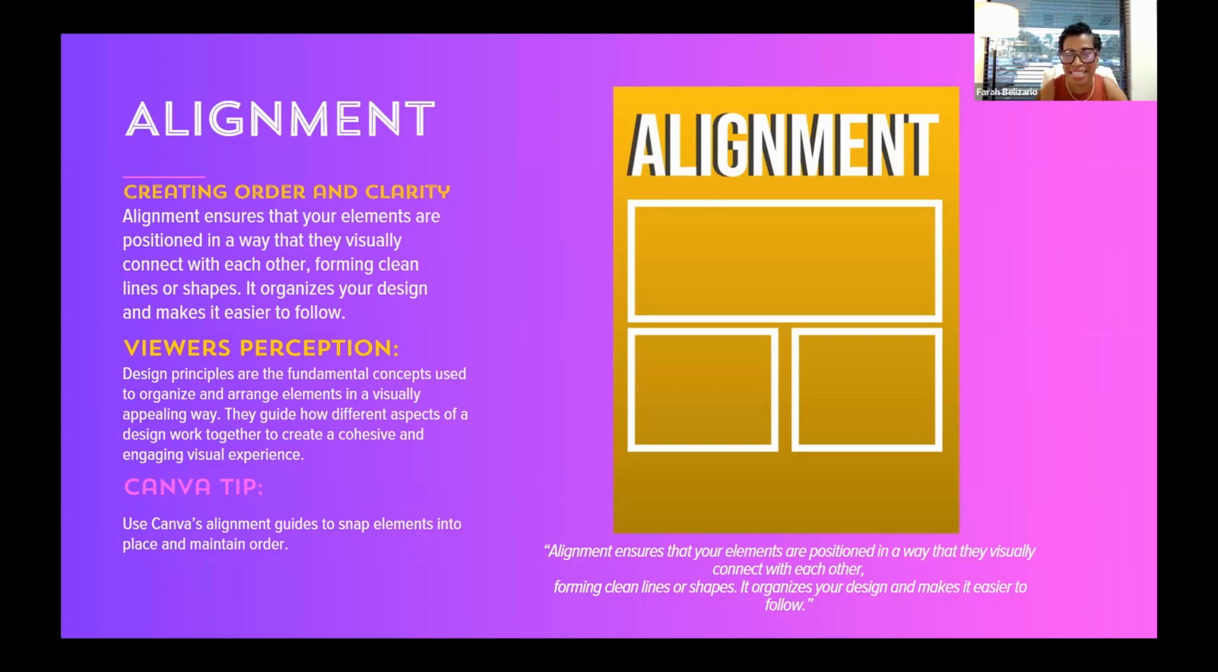Where do their eyes land? Where do I begin reading? What am I supposed to pay attention to? So on and so forth. Alignment ensures that your elements are positioned in a way that they visually connect with each other, forming clean lines and shapes. It organizes your designs to make it easier to follow.